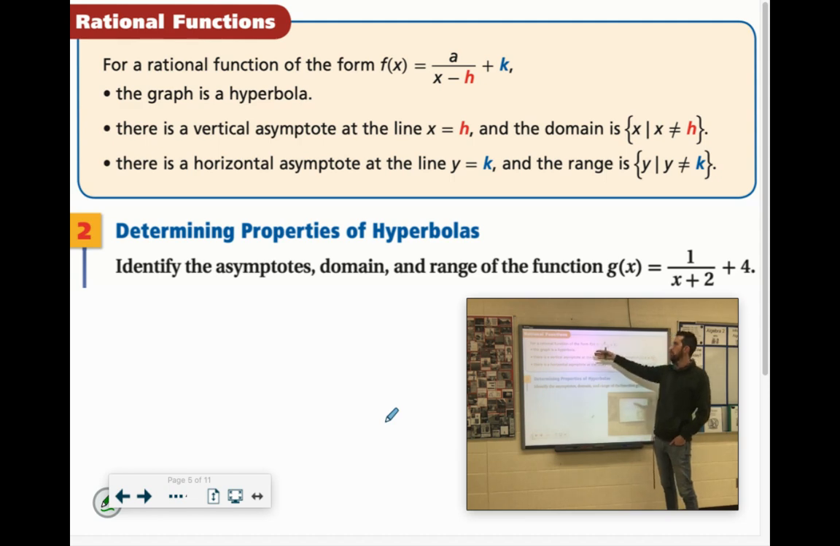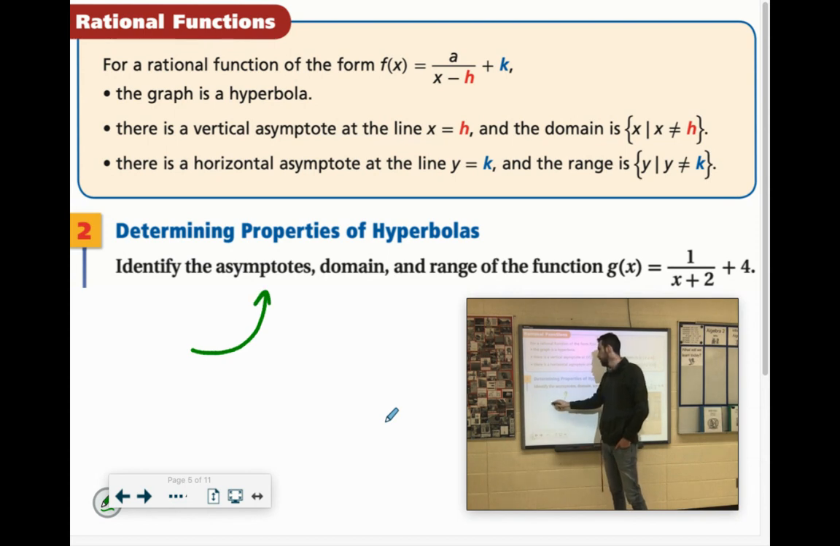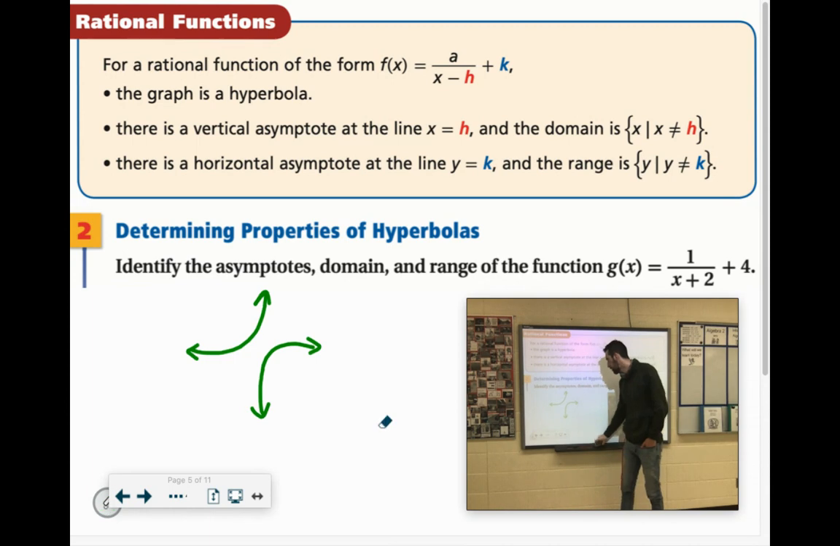For a rational function of the form f of x equals the form we just saw, the graph is going to be a hyperbola. That's that shape where it's going like this.